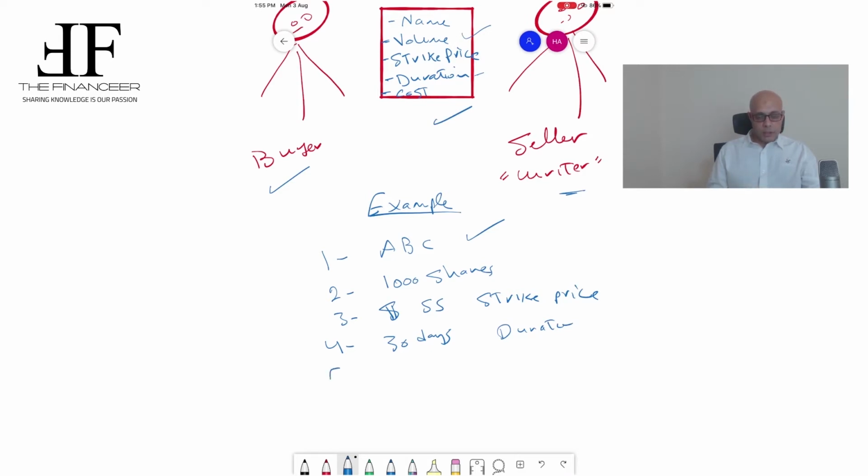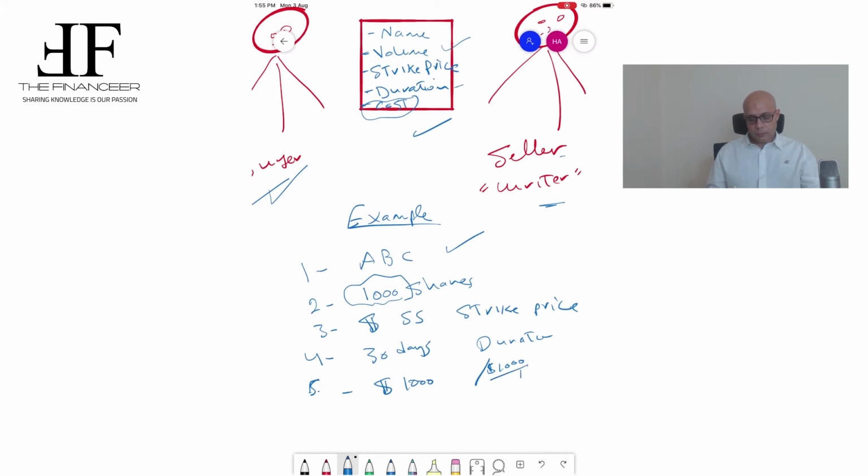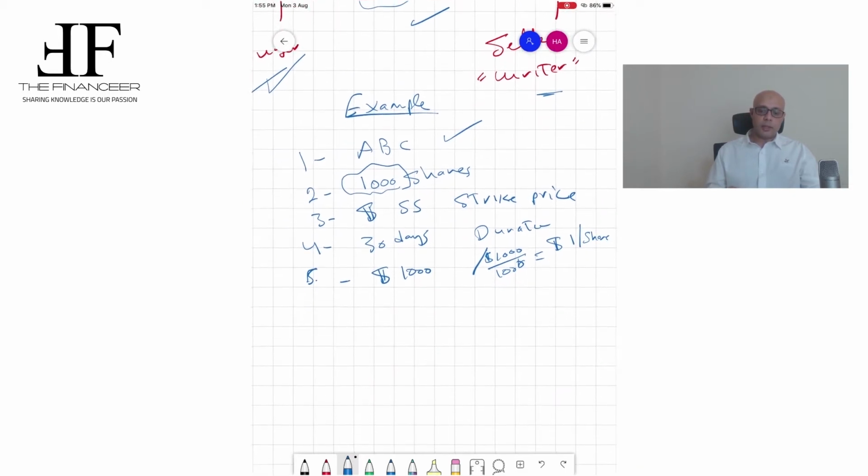And the last information is related to the cost and investment that this buyer is going to pay to the seller to purchase this contract. So let's assume that this cost is $1,000 for the whole contract. And as long as the whole contract is related to 1,000 shares, the cost per share is $1,000 divided by 1,000 shares. So the cost will be $1 per share. So these are the details of this contract.